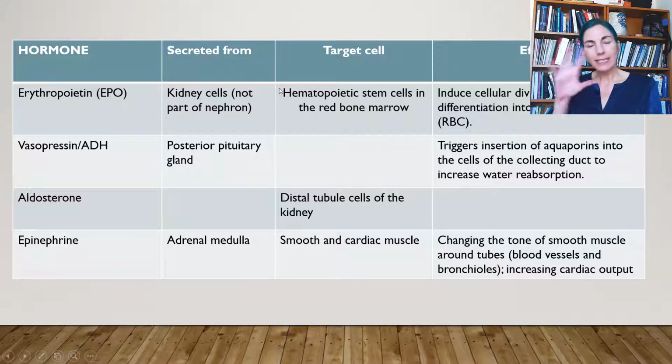So what this table does is kind of brings hormones that we've already encountered and displays them in a way that is very traditional for endocrinology. What's the hormone? Who's it secreted by? What's the target cell? What's the effect?